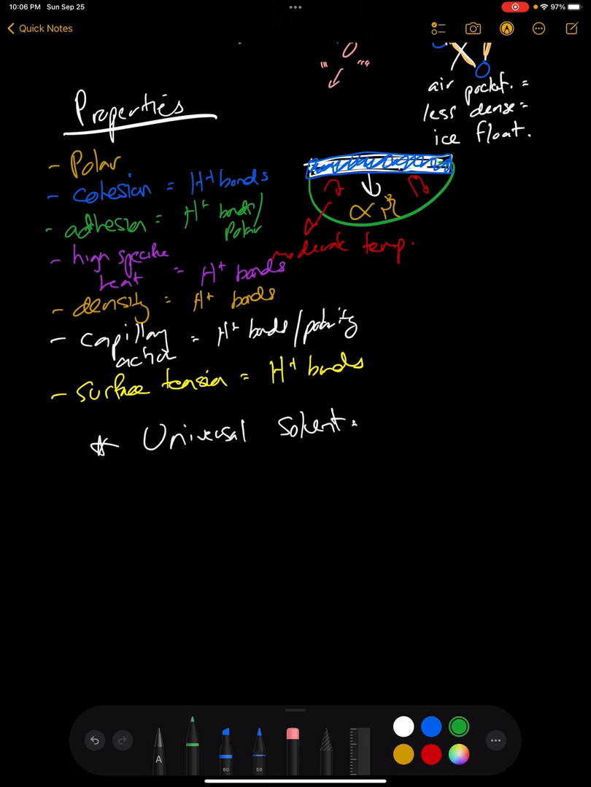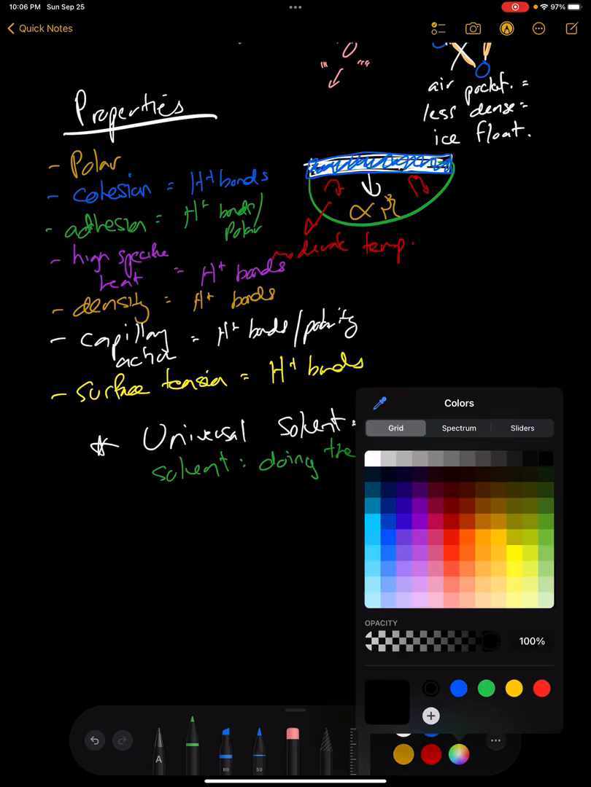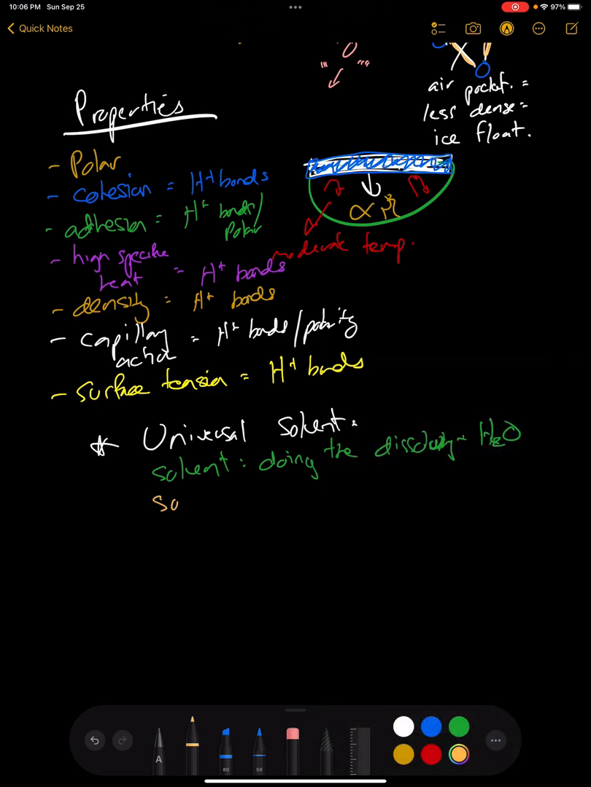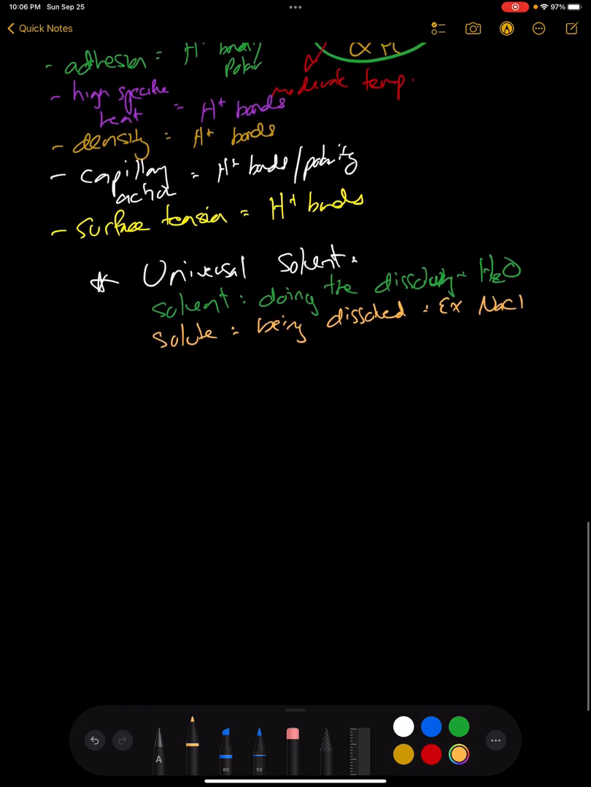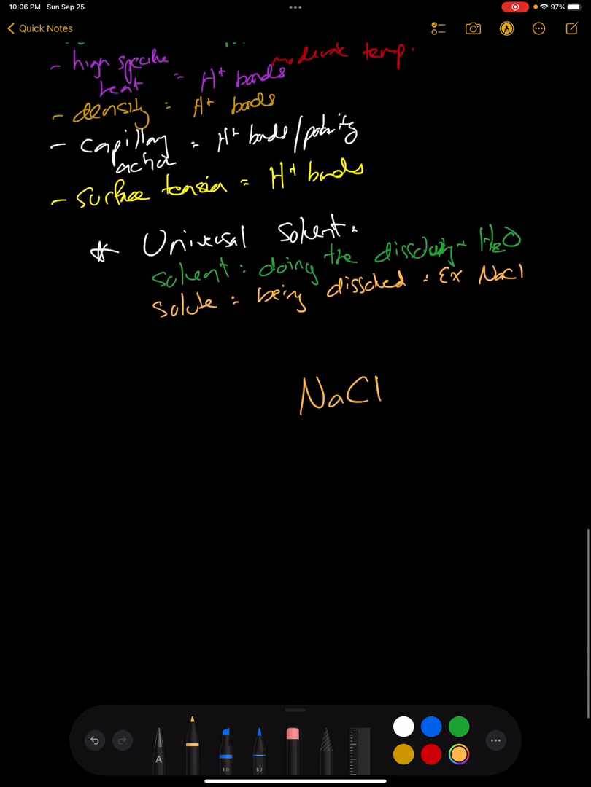All right, so let's go through the words. If I'm a solvent, that means I am doing the dissolving, and that's going to be my water. Versus my other part, my solute, that's what's being dissolved. And maybe my example here is going to be salt, NaCl. And so if I look at NaCl, and then I start throwing water around it. Okay, so there's some water, and there's some water.